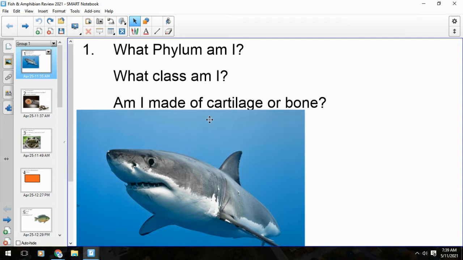So number one, we got our shark here. What phylum would that be? That would be phylum Chordata. What class? That would be class Chondrichthyes. And is he made of cartilage or bone? So sharks would be all cartilage, which is why they're Chondrichthyes. So Chordata, Chondrichthyes, and cartilage.